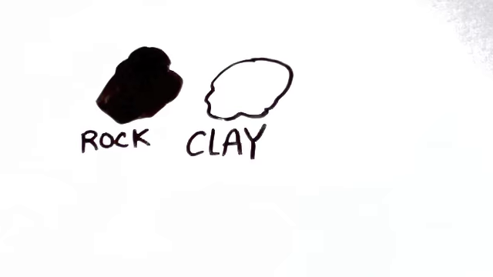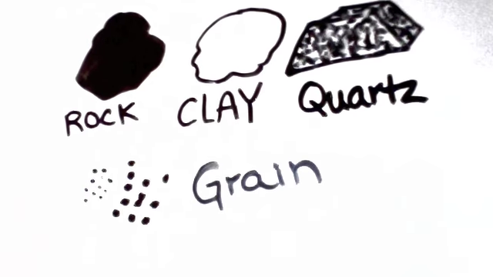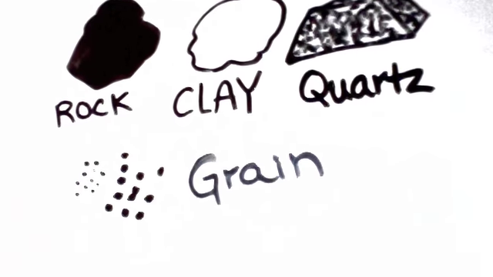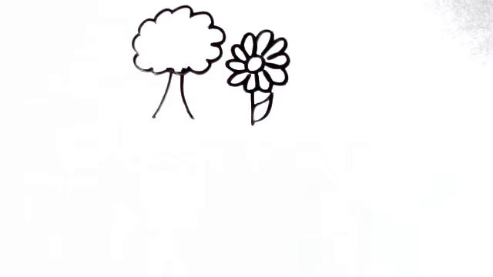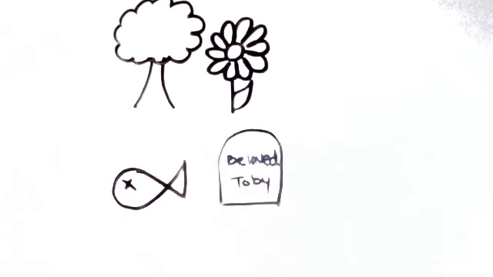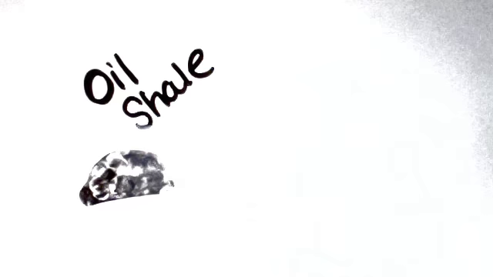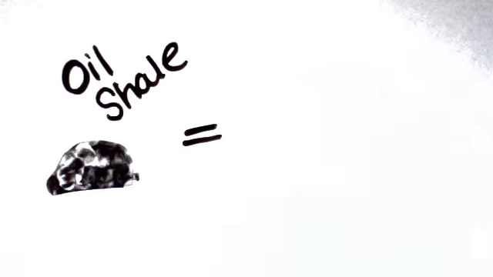Clastic rocks are formed when fragments of rock, clay, quartz, or other sizes of grain become compacted. An example of a clastic rock is sandstone. Organic. Organic rocks form from accumulation of plant and animal debris. Oil shale is an example of an organic rock.